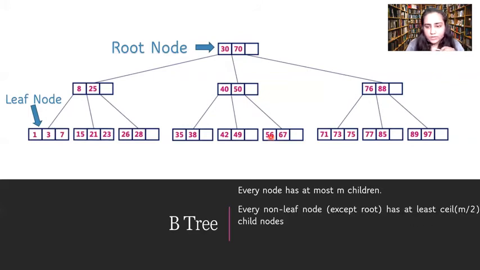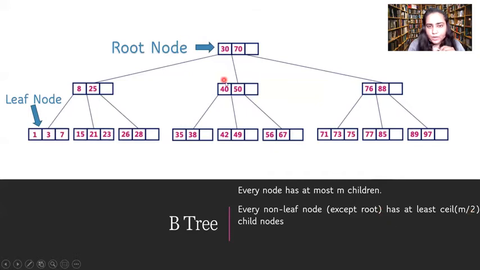Every non-leaf node except the root has at least ceiling m by 2 child nodes. So we are not talking about the root node here. We are talking about every non-leaf node. What is a non-leaf node? We know that all these nodes right here are leaf nodes. So a non-leaf node would be a node that is here and here, but we are not considering the root right now. So these 3 nodes right here, they are non-leaf nodes, and they have at least ceiling m by 2. So in our case, m is equal to 4. So 4 by 2 is actually equal to 2.